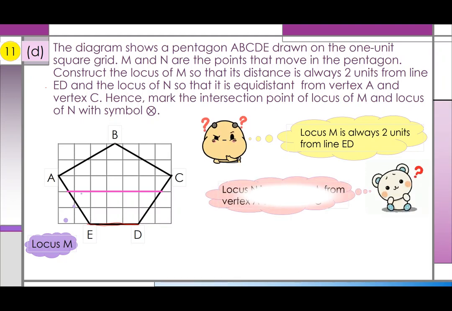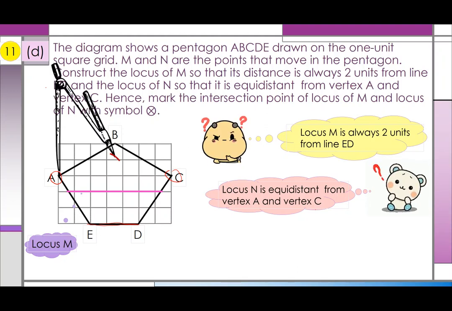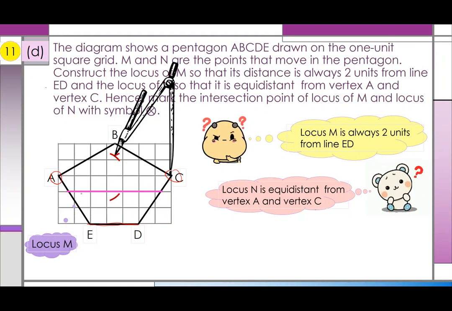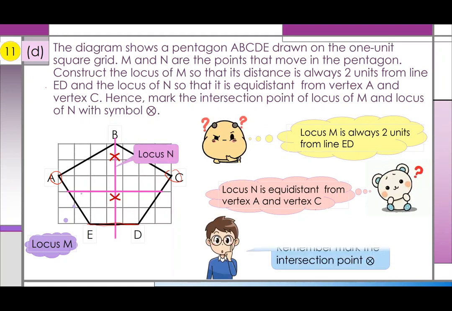Second, we want to know the locus of N, which is equidistant from vertex A and vertex C. Two points, that means you want to find the middle line. So use a compass: from A, draw arcs up and down, and from C, draw arcs up and down. Then construct the straight line. So this is locus N. Remember, mark the intersection.